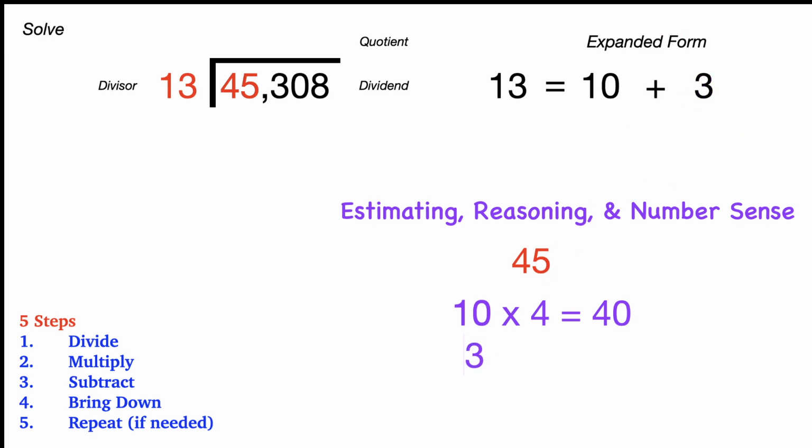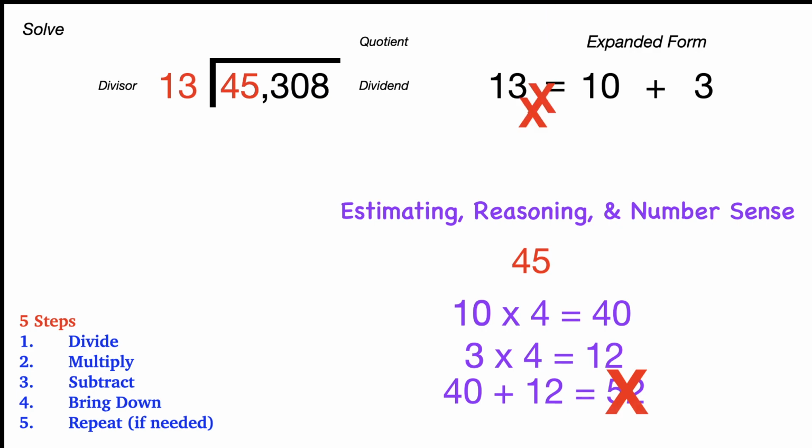If we multiply the 3 by 4, that equals 12. Then we want to add 40 plus 12, and we see that we get 52, which is too much, right? So what we learned is that 4 is too much, but it was helpful because of reasoning and common sense, we realized we can use 3.